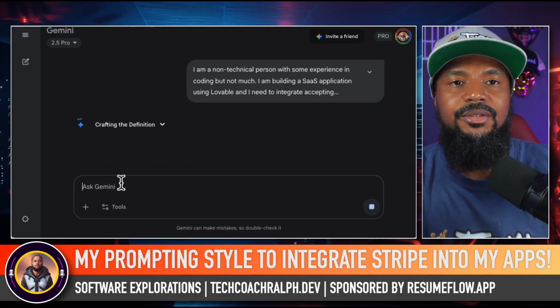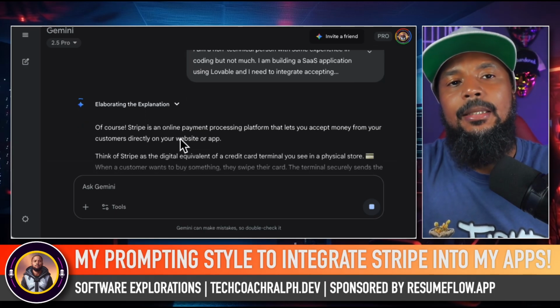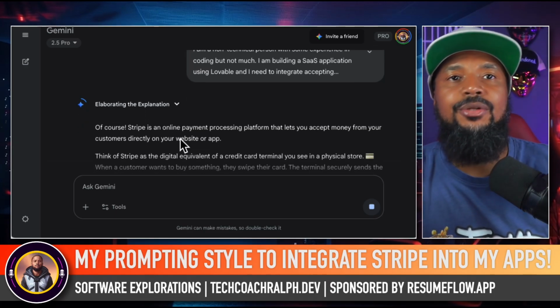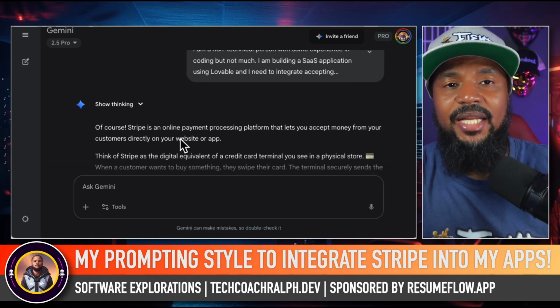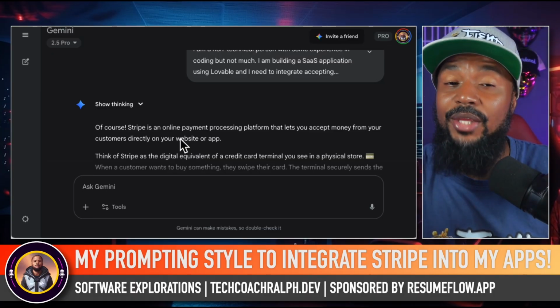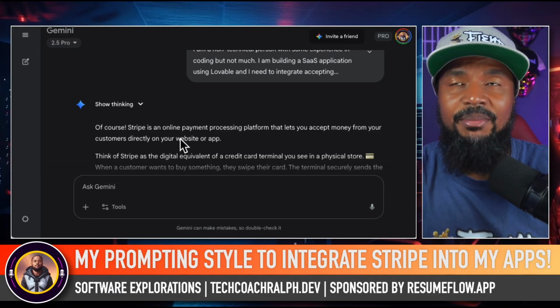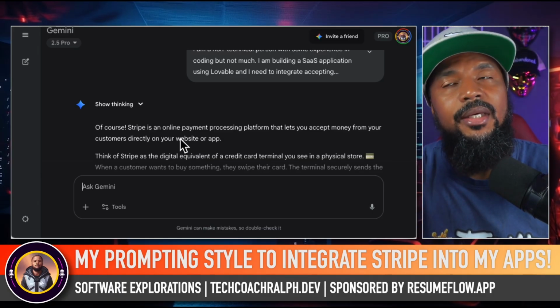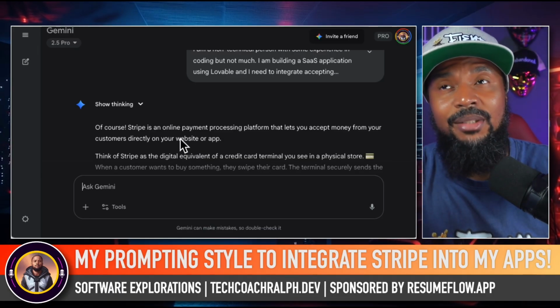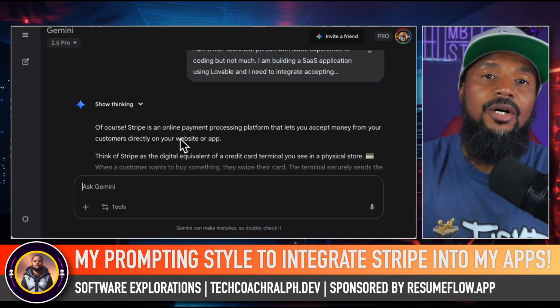So now Gemini is going to do its thing. It's going to be thinking. All right, here we go. Once we're done with that, I'm going to take you to my prompting strategy to fix these issues. And of course, the more technical you are, the better and easier it is going to be for you to implement these changes. Is it possible being not very technical? It's possible. It's going to be a lot harder. All right, so here we go.